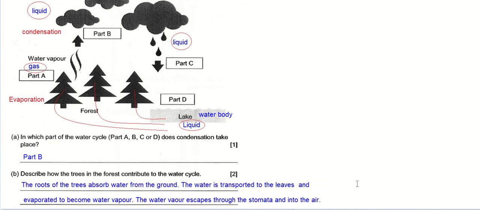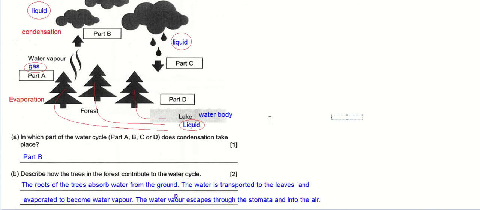Okay, so the roots of the trees absorb water from the ground. The water is transported to the leaves and evaporated to become water vapor. And the water vapor escapes. So sorry, wrong spelling here. Water vapor, so P here. Sorry, sometimes when I type, there's a typo mistake, so we do corrections. Okay. All right. So the water vapor escapes through the stomata and into the air.